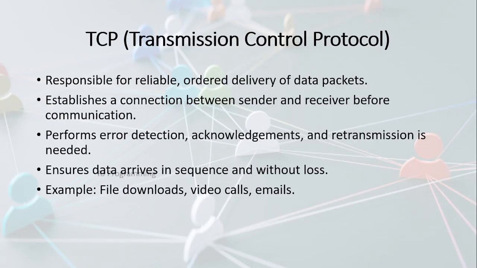TCP, or Transmission Control Protocol, ensures that data is delivered accurately and in the correct order. It's a connection-oriented protocol, which means it first establishes a reliable connection before transferring data. TCP uses acknowledgements to confirm receipt of packets and retransmits any that are lost or damaged. This makes it ideal for applications where reliability is critical, like downloading files, video conferencing, or sending emails. For example, when you send an email, TCP ensures that every byte of your message reaches the recipient's mail server correctly.